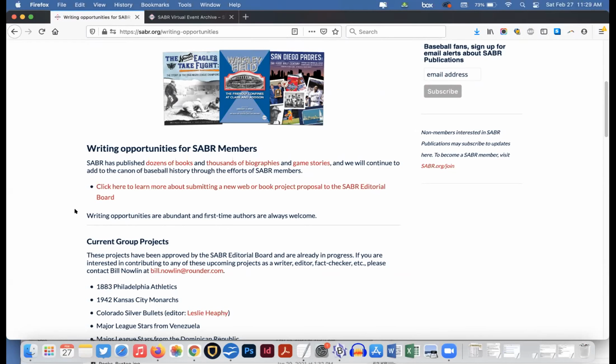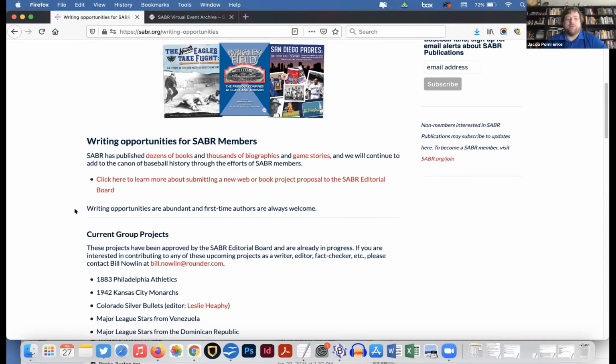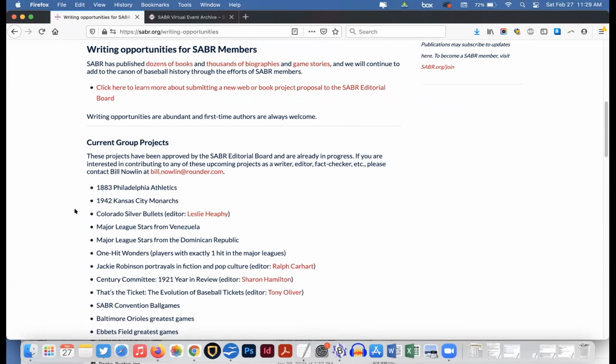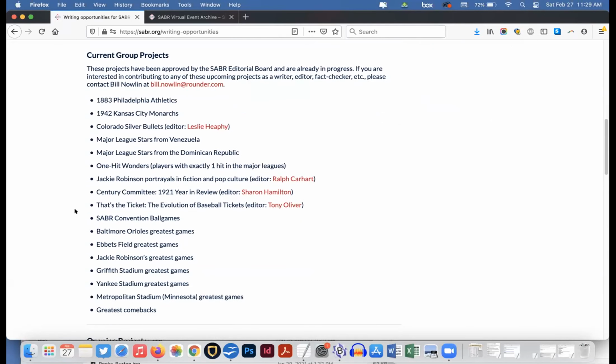And this is something that Sabre has been growing and growing, especially over the last 10 years. We're probably producing more research now than in the first 30 or 40 years of Sabre's history. So it's really incredible what all Sabre members are working on. This writing opportunities page gives you an idea of some of the projects that have already been approved that we're working on that you can get involved with.